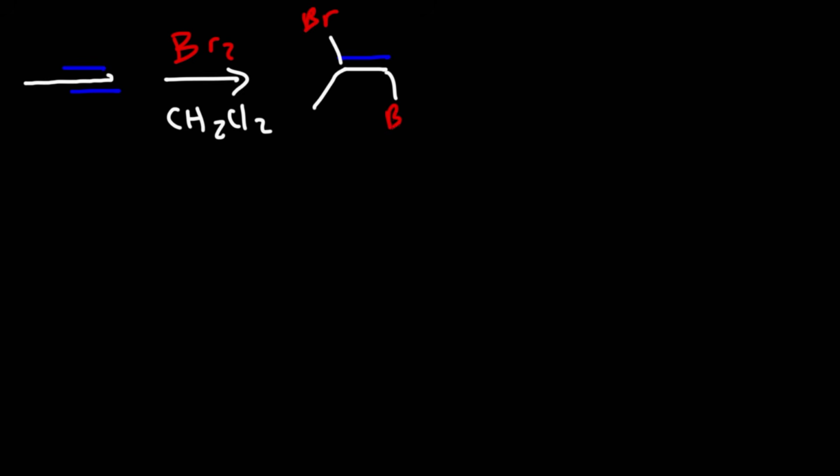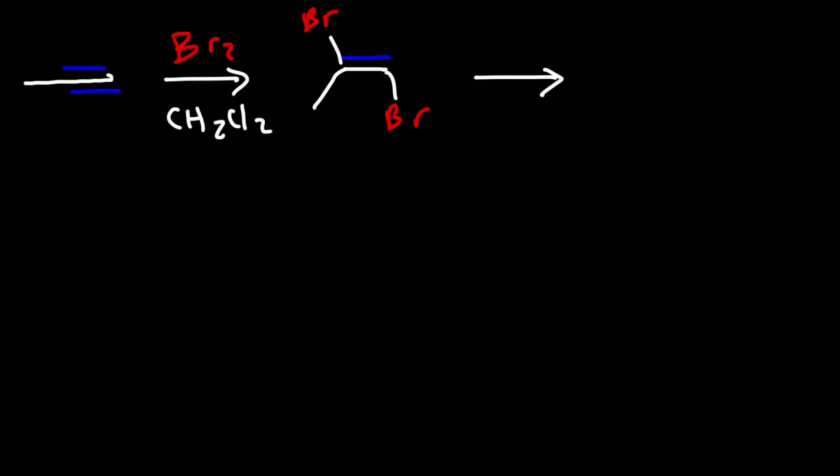Let's react propyne with Br2 in dichloromethane. So this reaction is very similar to reacting an alkene with bromine. The alkene will go to an alkane with 2 bromine atoms added, anti-addition. In this case, the alkyne is going to go down to an alkene, and we're still going to add 2 bromine atoms with anti-addition. So that's what's going to happen if we add Br2 to an alkyne.